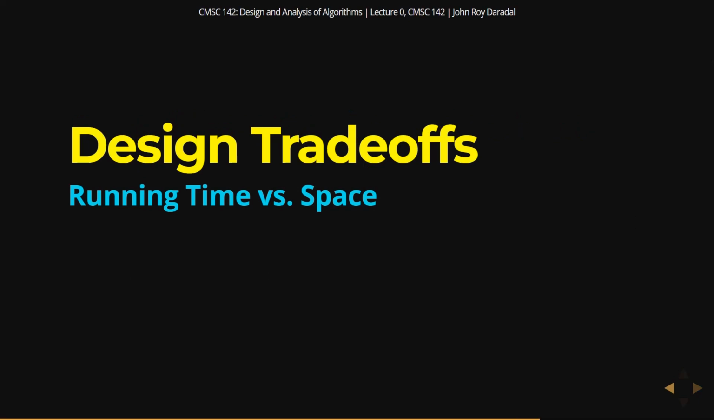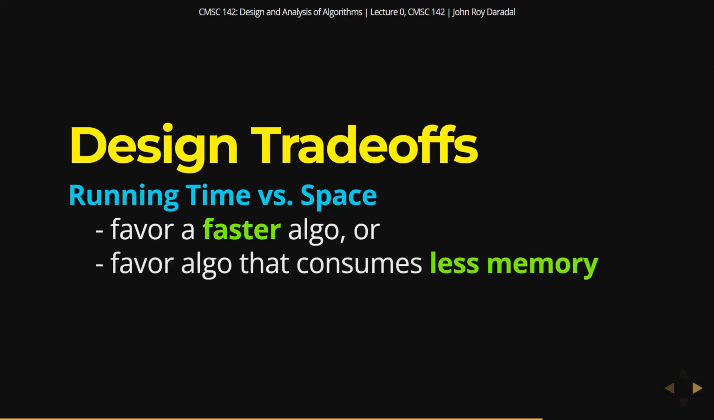Now, when designing algorithms, we usually run into trade-offs, meaning you need to sacrifice one thing over the other, and usually you have the trade-off of running time versus space. Should you go for a faster algorithm, meaning it has a good running time, or should you favor an algorithm that maybe runs slower but consumes less memory? These are some trade-offs that you need to balance out.